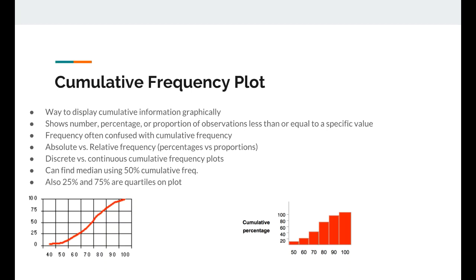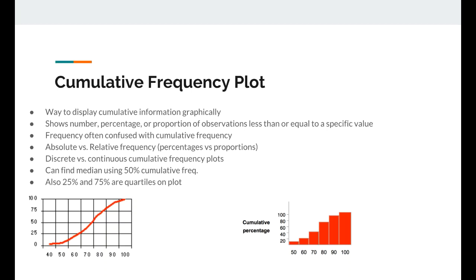A cumulative frequency plot is a method of displaying cumulative information graphically by showing the proportion, percentage, or number of observations which are less than or equal to a specific value. The cumulative frequency, as seen on the y-axis of the graphical display on the bottom right, is commonly mistaken with frequency. Cumulative frequency is the number of observations up to and including a specific data point, while frequency is the number of observations in that specific data point or interval.